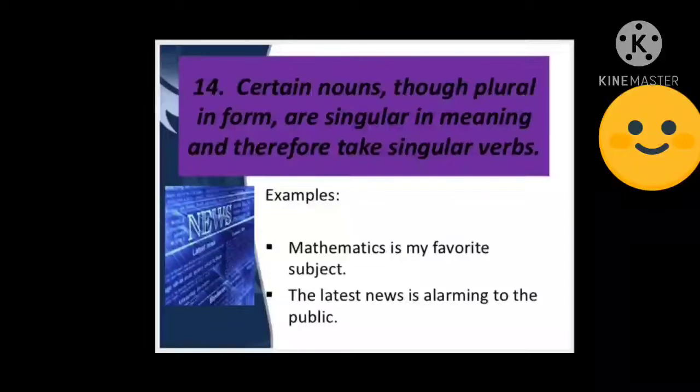So, some nouns appear to be plural in sense, but they are always singular and take singular verbs. See mathematics, this ends in s. Usually we add s to the singular nouns to make them plurals: book, books, pen, pens, slate, slates, etc. But subjects such as mathematics, economics, physics, politics, though they end in s and appear to be plural, always convey singular sense, because it is the name of a particular subject. Then we always use a singular verb.